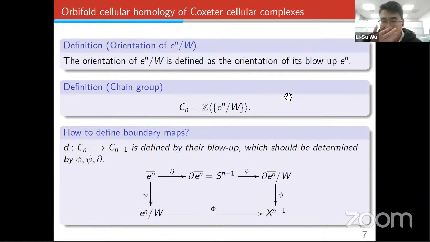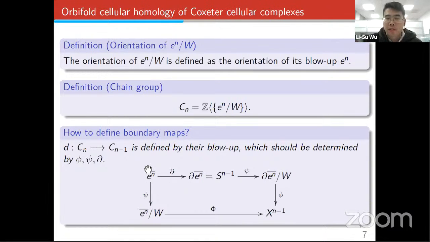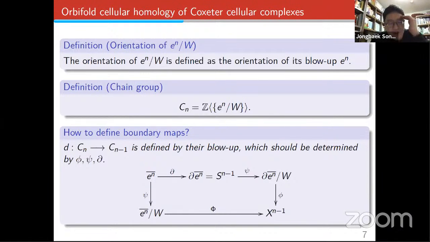Could you repeat that slowly? My question is whether the W action on E^n is an orientation preserving action or not. Not. It's a reflection, not orientation preserving. So for example, I'm thinking of an example like E^n when n is odd. Okay, so for example, real projective space may not appear in this example as a boundary of this cell.